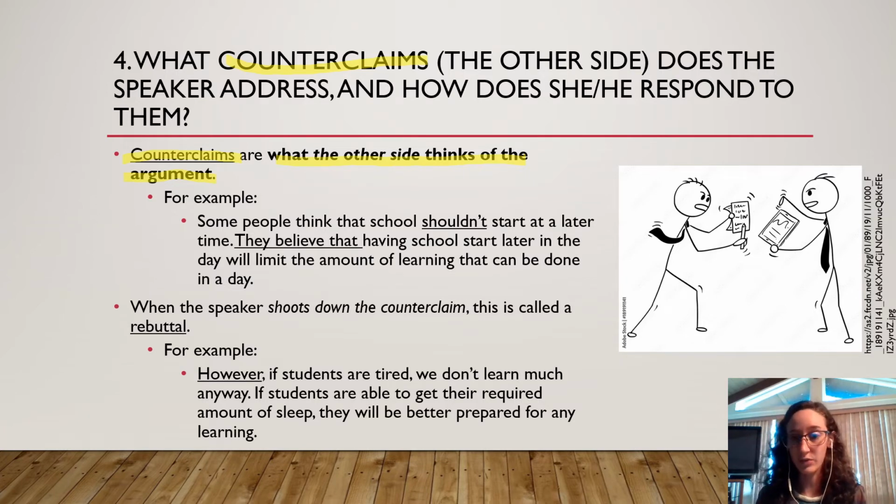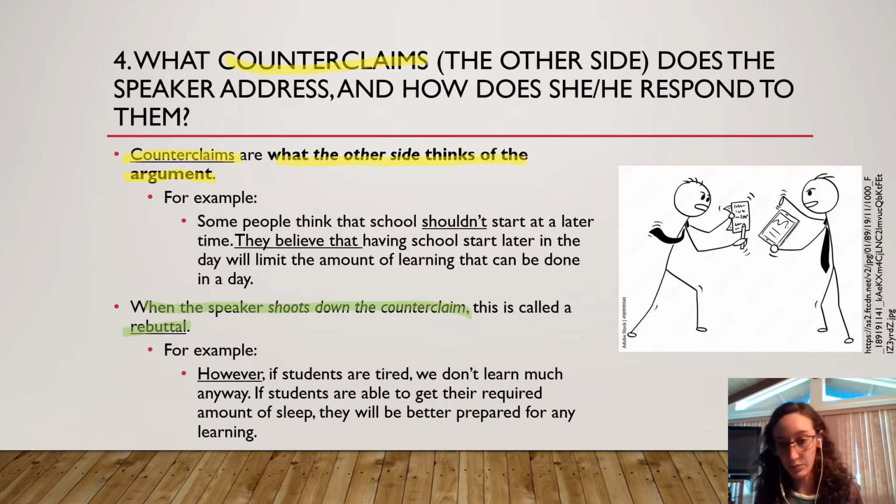So, for example, a counterclaim to my argument that school shouldn't start until 10 a.m. is that some people think that school shouldn't start at a later time. They believe that having school start later in the day will limit the amount of learning that can be done in a day. So when you shoot the counterclaim down, that is called a rebuttal.